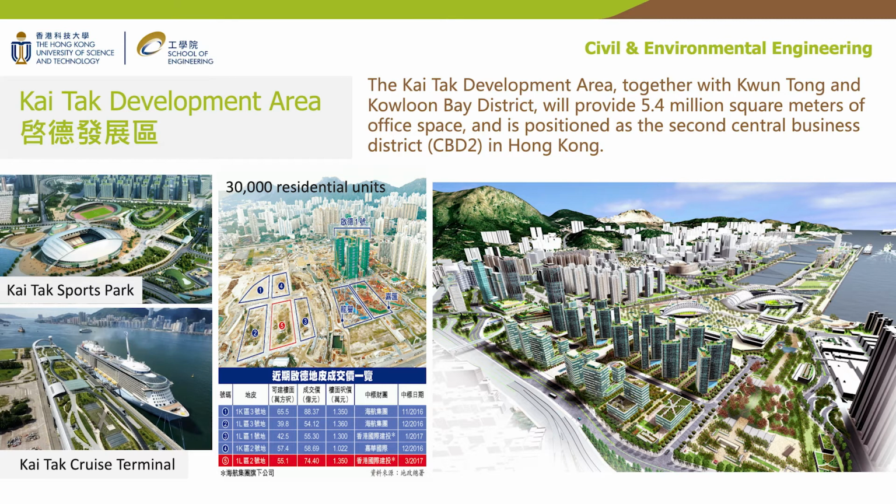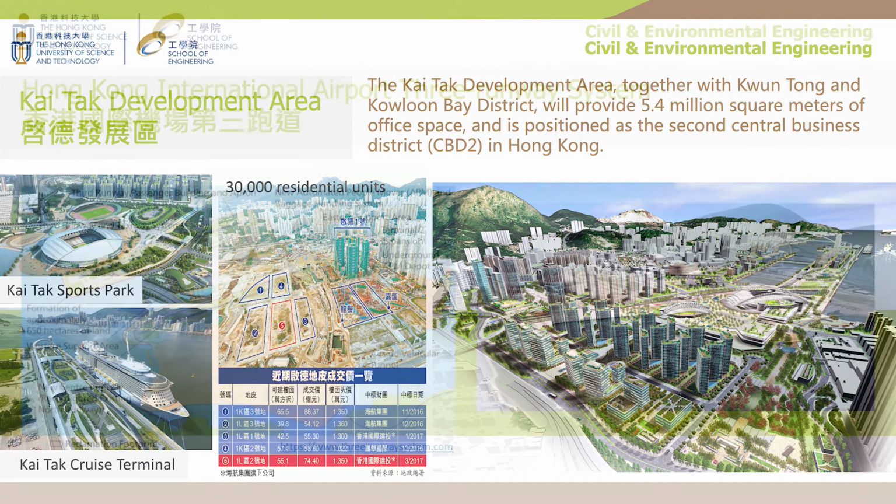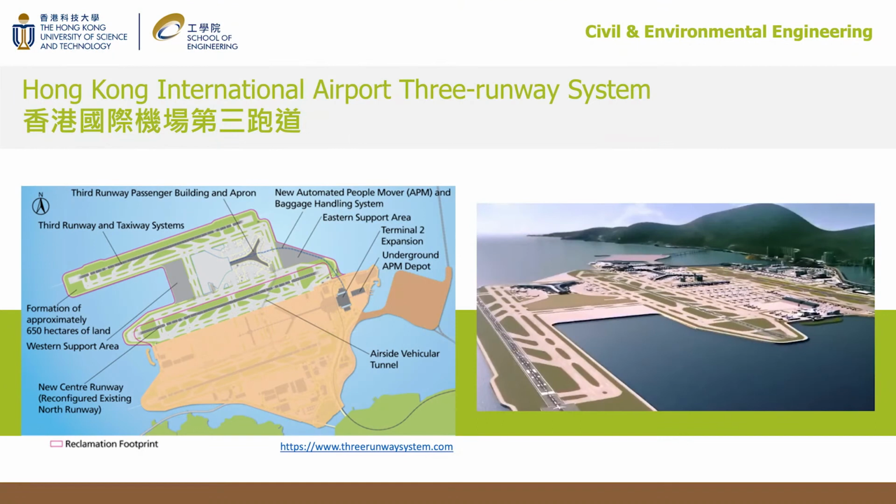It will also provide many residential flats as well. It means that there will be a lot of buildings to be designed and constructed in this area in recent years. Besides the 10 major infrastructure projects, we are also building the third runway for the Hong Kong International Airport. As you can see in this picture, we need to extend the airport by half to build the third runway. It is similar to building half of the entire airport, which creates many jobs for civil and environmental engineering.